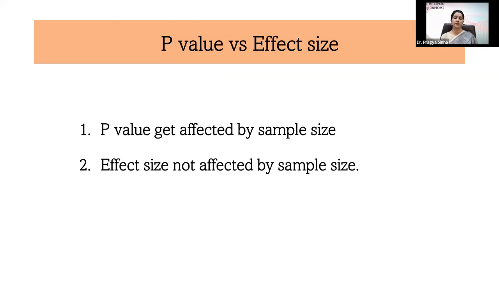So if we want to see p-value versus effect size, p-value gets affected by large sample sizes, as we have discussed, that if you increase the sample size by 3 or 4 times, definitely your non-significant result will also become significant. That means your p-value will be less than 0.05. But that's not the case with effect size. Effect size is not affected by the sample size. That's why you should report the effect size. Now, these were the two basic concepts which we wanted to cover before we start the comparison of two means.